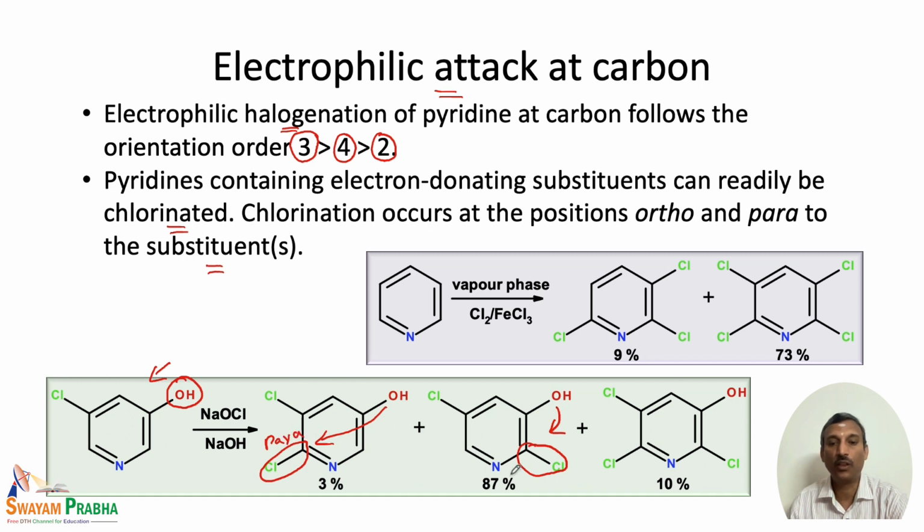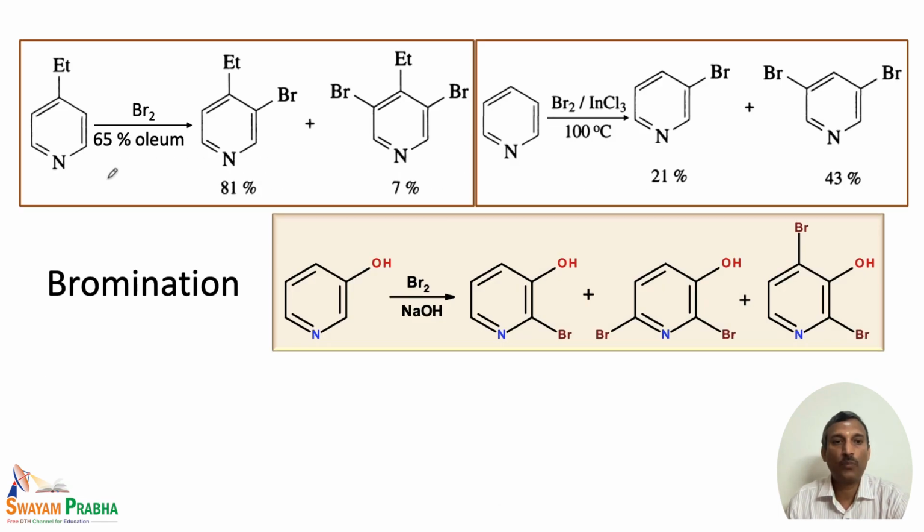So whenever there is an electron releasing group, the chlorination in this particular case happens at the ortho or para position. If you look at the ortho position, this is the major product with 87%, and of course we have 3% of the para product also, and the di substitution, that means ortho and para substitution, also happens, and we get 10% of the product. So this is one way of telling that whenever there is an electron releasing group, it increases the substitution reactions on aromatic systems. The next one is a bromination reaction.